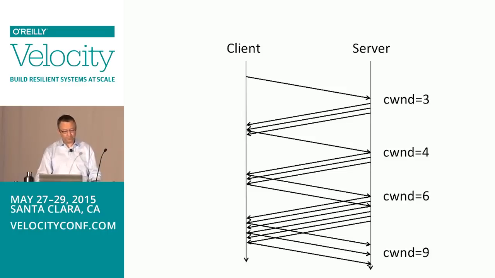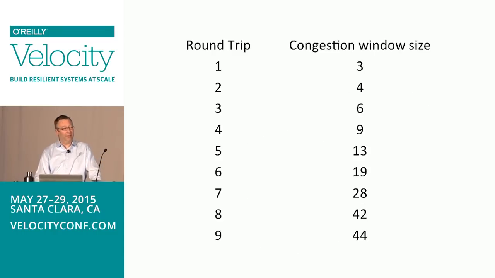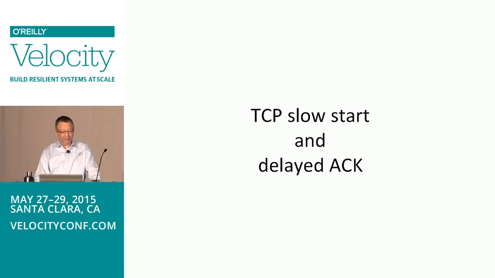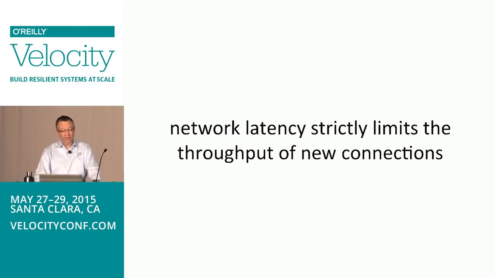And at this point, you can see that the congestion window isn't doubling every round trip anymore. It's opening more slowly. If you game this out, you see that it takes 9 round trips before you can ship a full window. So to sharpen my thesis, TCP slow start and delayed ACK together mean that network latency strictly limits the effective bandwidth of fresh connections.